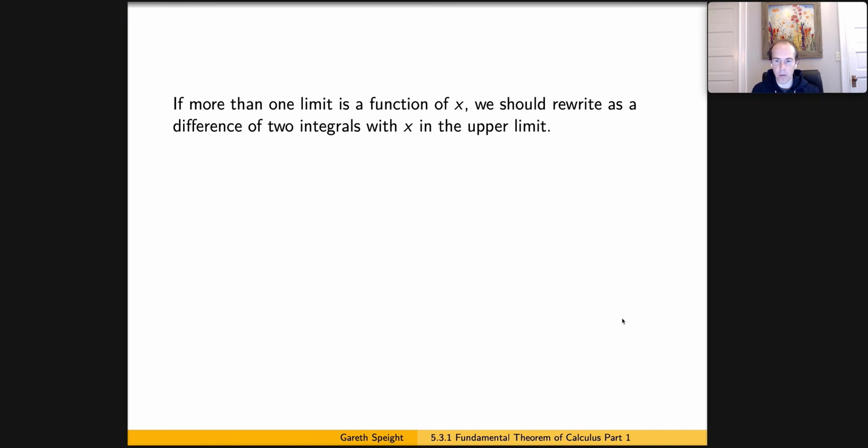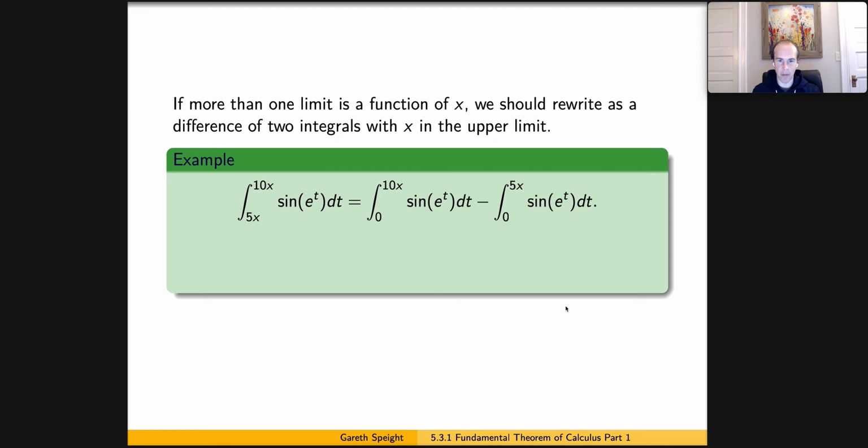Okay, so we talked about what happens if the thing in the upper limit or in the lower limit is a function of x, but what about if they're both functions of x? Then we should use properties of the integrals to write it as a difference of two integrals, where each of them only has x in the upper limit. Okay, so here is an example. Suppose we want to differentiate the integral from 5x to 10x of sine of e to the t dt. There is an x in both the upper limit and the lower limit. So we should break that up as the integral from 0 to 10x minus the integral from 0 to 5x.